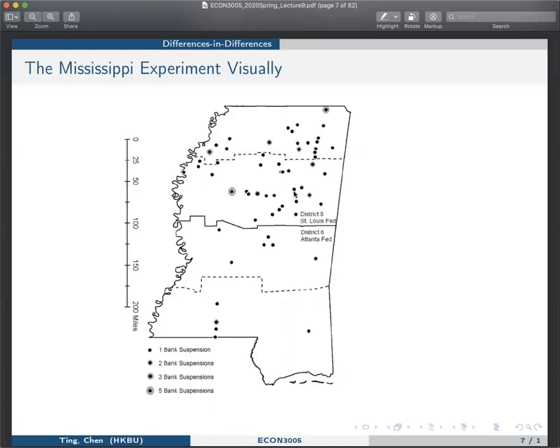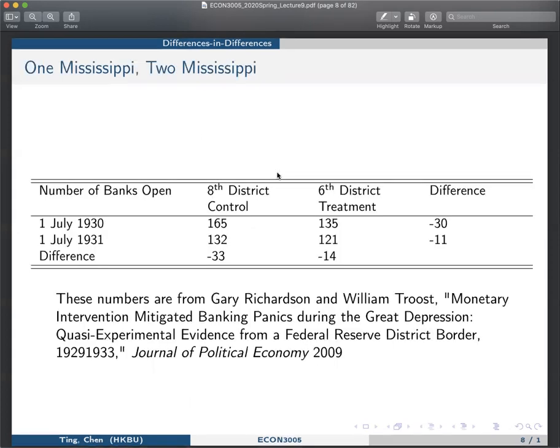Those dots actually are the banks, and the size of the dot represents how many banks suspended during the crisis. And you can see there are more larger dots in this area under the 8th district, probably because the St. Louis Fed refused to lend money to these banks.